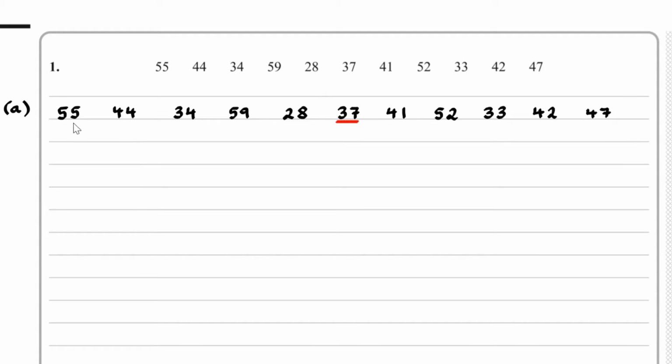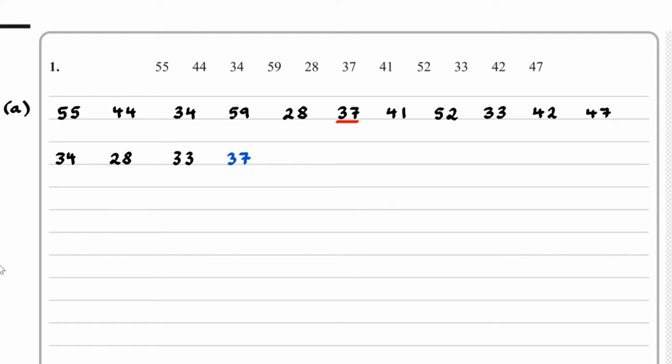So 34 is smaller than 37. Then 28 is smaller than 37. 33 is smaller than 37. And then we've selected 37 to be our pivot.